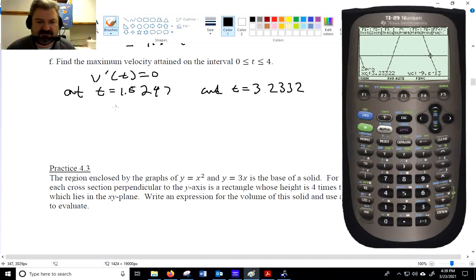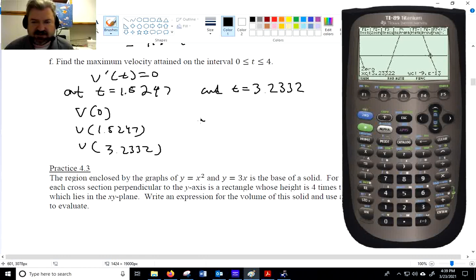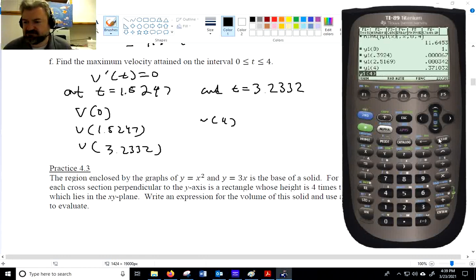So now we just simply evaluate each one of these things: V of 0, V of 1.5247, V of 3.2332, and V of 4. And the maximum, according to the candidates test, is the one that gives us the biggest value. So I can use y1 of 0, type it in just like that. I get 1. I can do y1 of 1.5247.